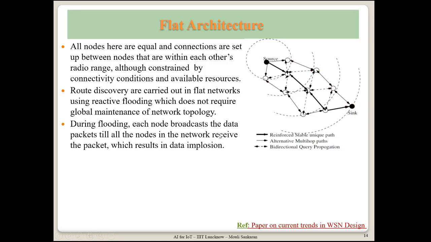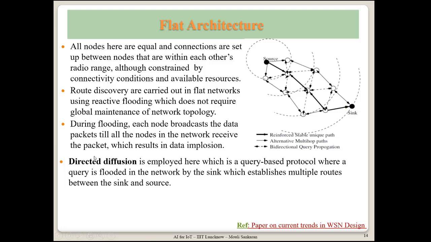So during flooding, each node broadcasts the data packets till all the nodes in the network receive the packet, which results in implosion. Now suppose you keep flooding, it results in data implosion, which I explained. So the protocol takes care of handling that using directed diffusion. It sends the data only in a particular direction, only to a particular node which is querying that information. So even though you have so many nodes in the range, only the ones receiving or forwarding the query may be informing or receiving the data from each node.